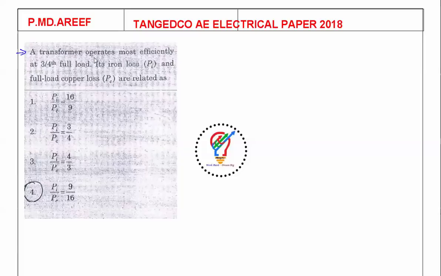A transformer operates most efficiently at 3 by 4th full load. So the X value is given as 3 by 4th and it is operating at maximum efficiency. Its iron losses and the full load copper loss are to be related. So the condition for getting maximum efficiency at a fraction of load X is X square is equal to P iron losses divided by PCU.